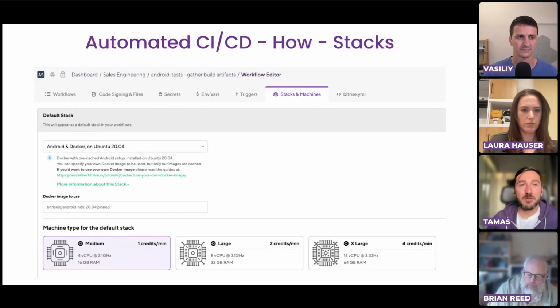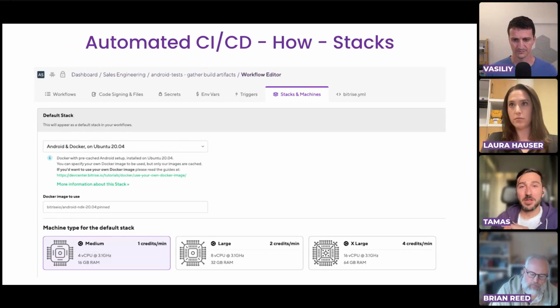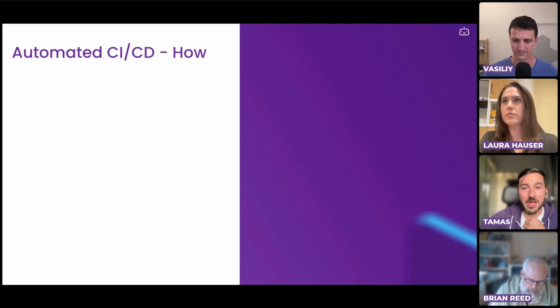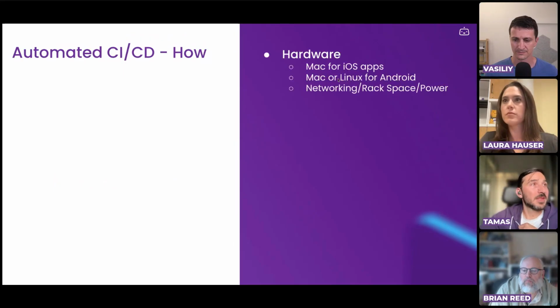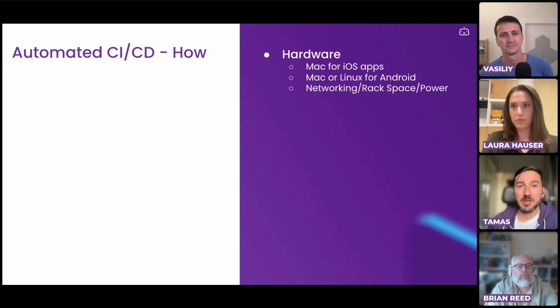And how can we achieve this? Of course, one side is definitely the infrastructure, ensuring that the infrastructure is up to date, fast enough, there is enough firepower behind it. The next part is looking at how we can achieve this. As I mentioned, the hardware is definitely a crucial part. You need basically Mac machines to develop for iOS applications and create builds. And on the Android side, you can either use Mac or Linux.